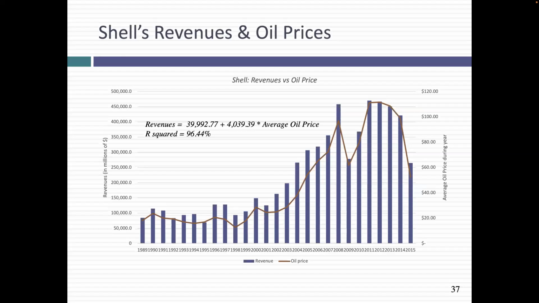Just to show you, back this up. If you take Royal Dutch and you graph out their revenues over time, and this is from 1989 through 2015, and you graph out the average oil price, this is a brown line, each year. Ask yourself the question, do you think the two move together? You don't need a statistical analysis to see that the two move almost in lockstep. In fact, if you don't believe me, you know what the R squared is? 96%.